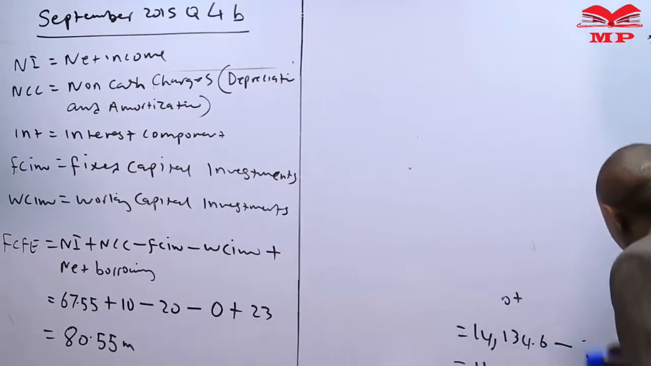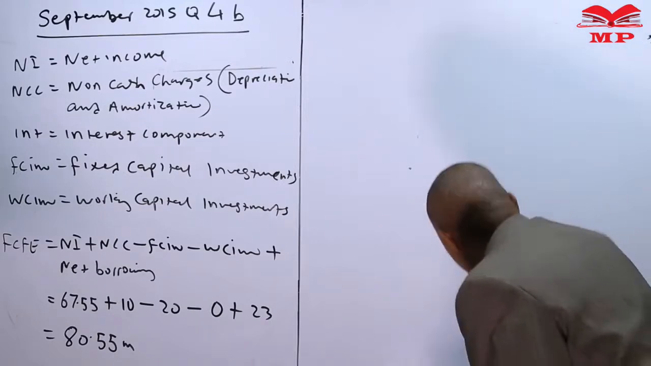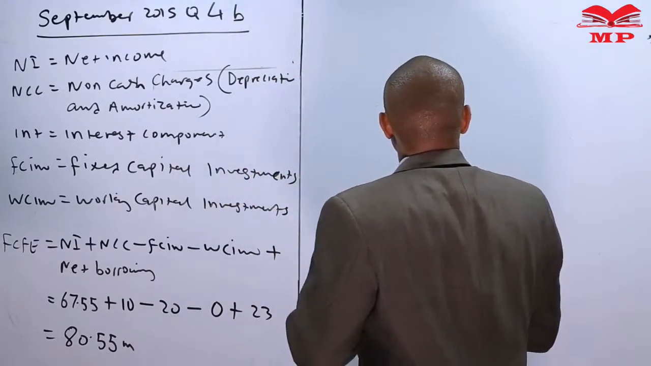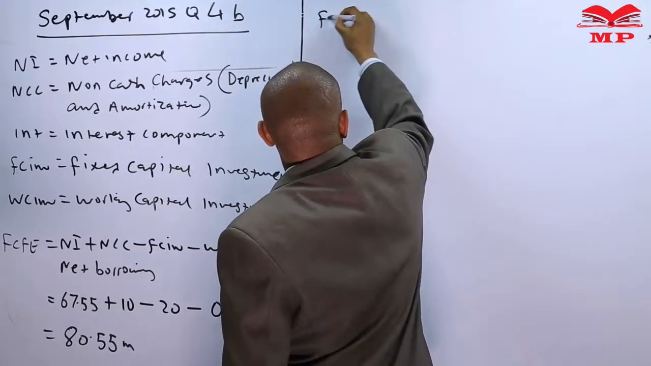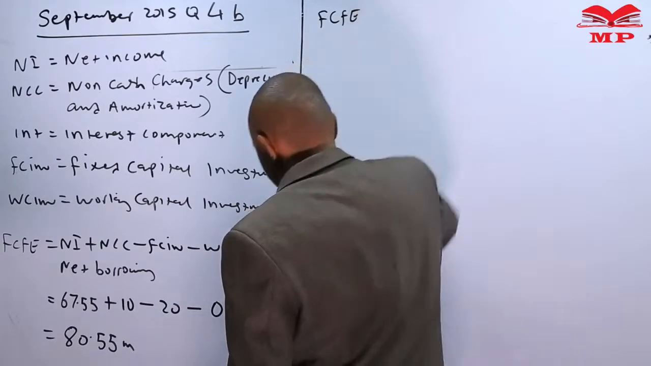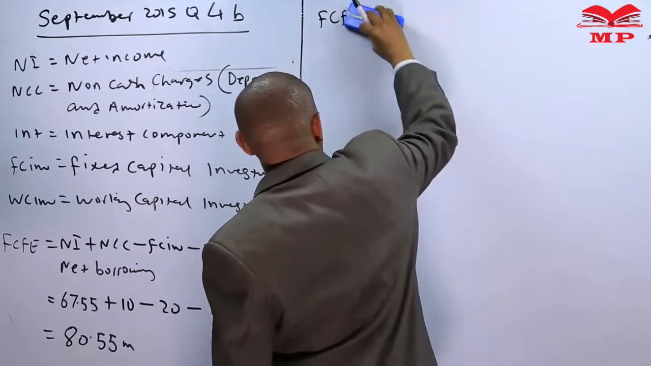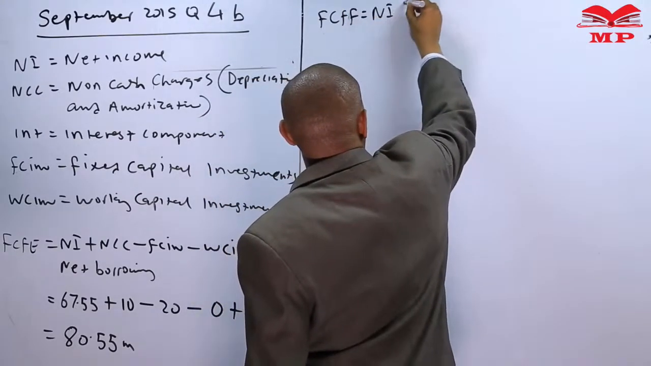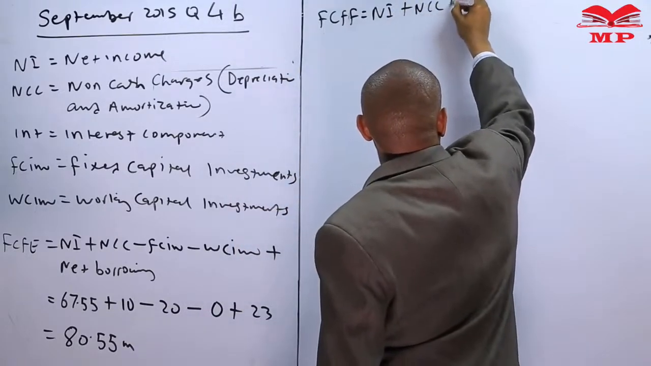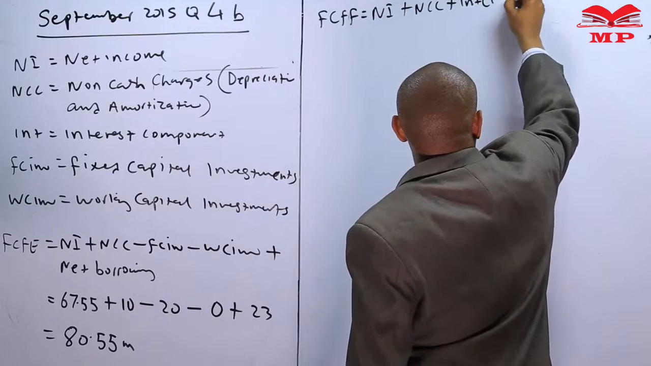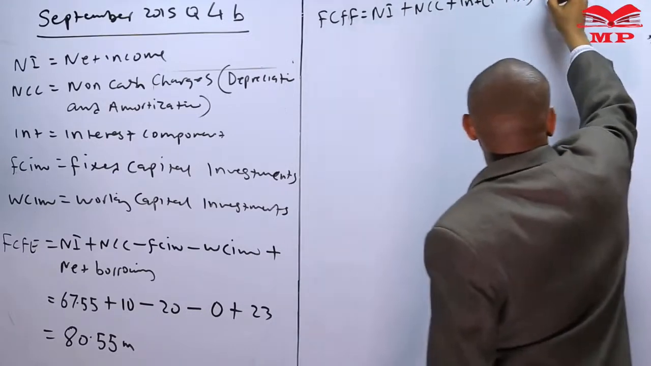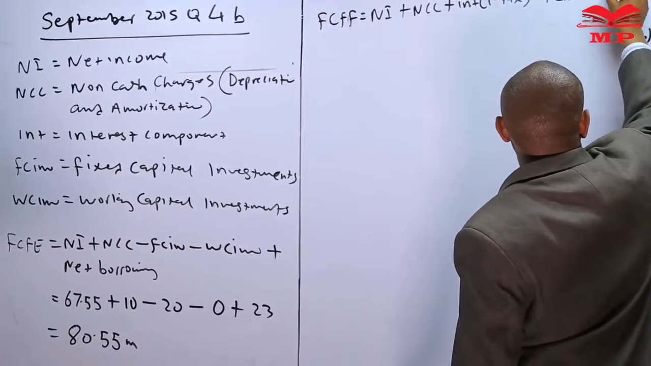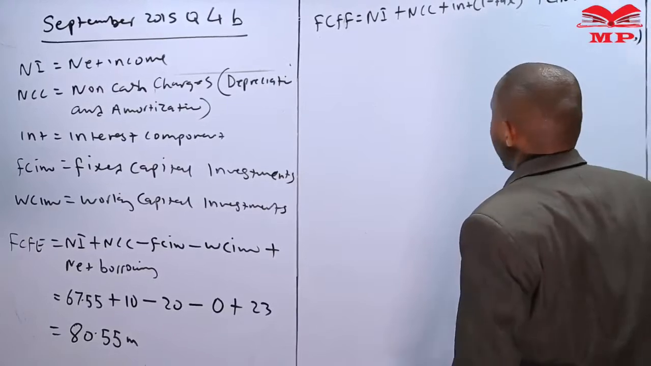It's almost similar to the free cash flow to equity, with just some minor difference, a small difference. FCFF, we've already looked at FCFE, FCFF is given as net income plus non-cash charges plus interest times 1 minus tax, then minus fixed capital investments, minus working capital investments. That's it.